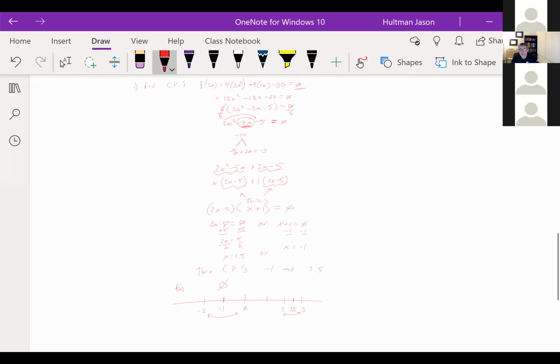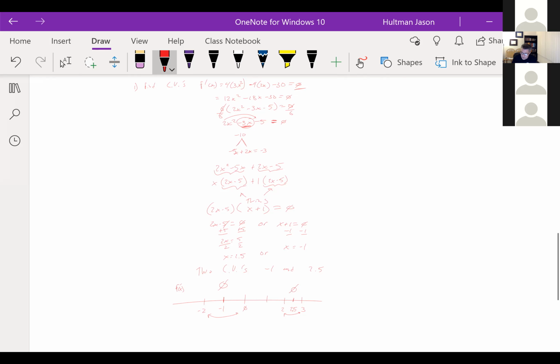What's the slope of the tangent line at 2.5? 0. It's 0 as well. Thank you, Giselle. That's why I went through all this work, to find where our critical values are. Now the problem is I don't know if they're mins or maxes. Without graphing it, I would have no idea.